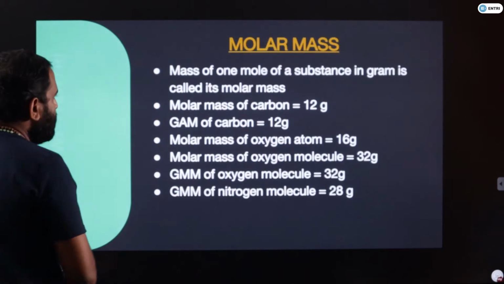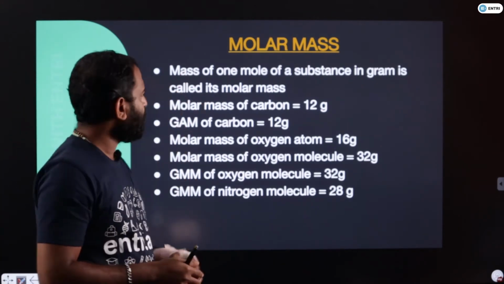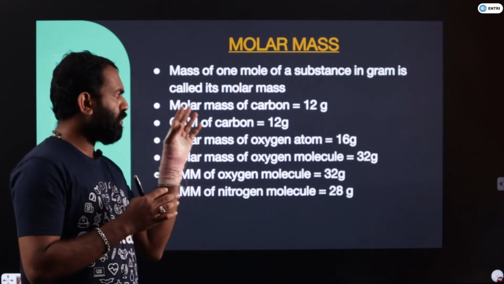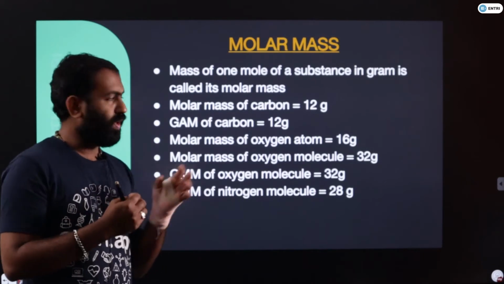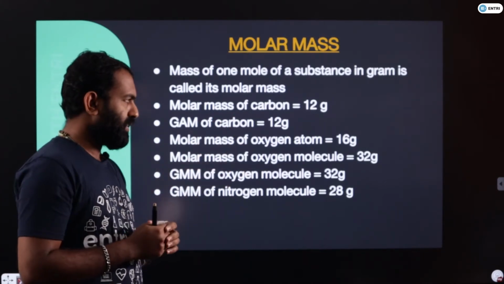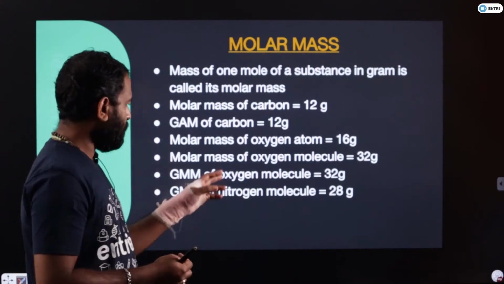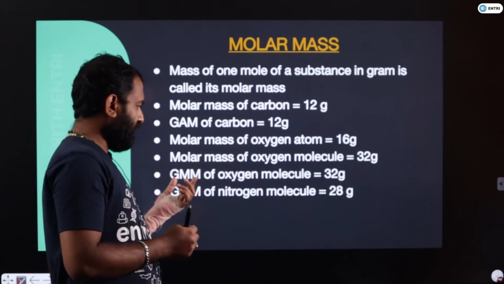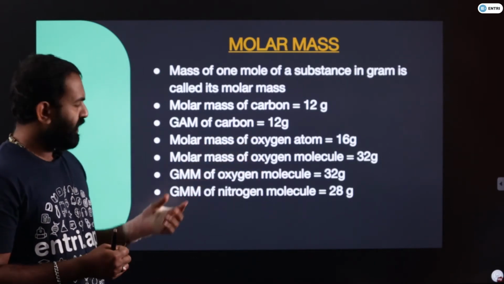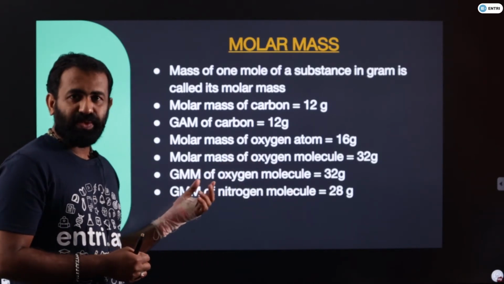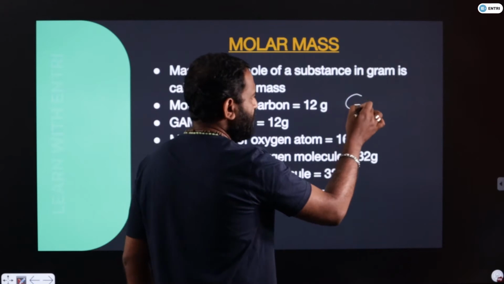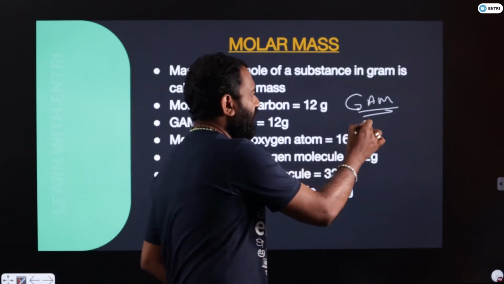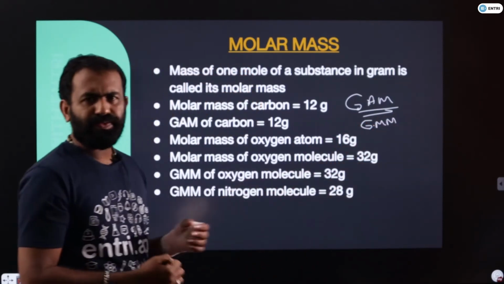Then molar mass. The mass of 1 mole of a substance in gram is called its molar mass. We are familiar with the molar mass of carbon, hydrogen and oxygen. Molar mass of carbon is 12 gram, and oxygen atom is 16 gram, while oxygen molecule is 32 gram. So GAM, that means gram atomic mass of oxygen atom, and GMM, gram molecular mass of oxygen molecule, and similarly GAM of nitrogen atom, GMM of nitrogen molecule.